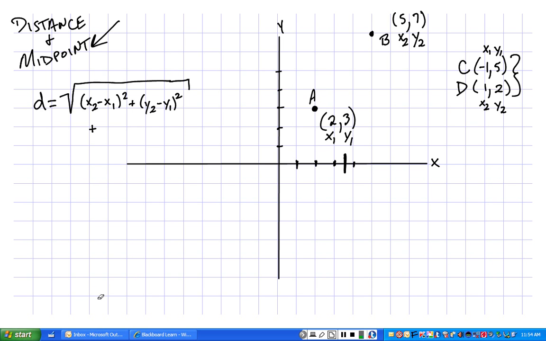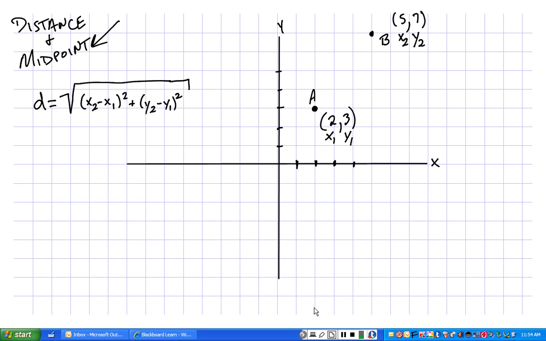Let's say, okay, now I'll go ahead and erase these two. Okay, so again, we shifted our focus back to distance.